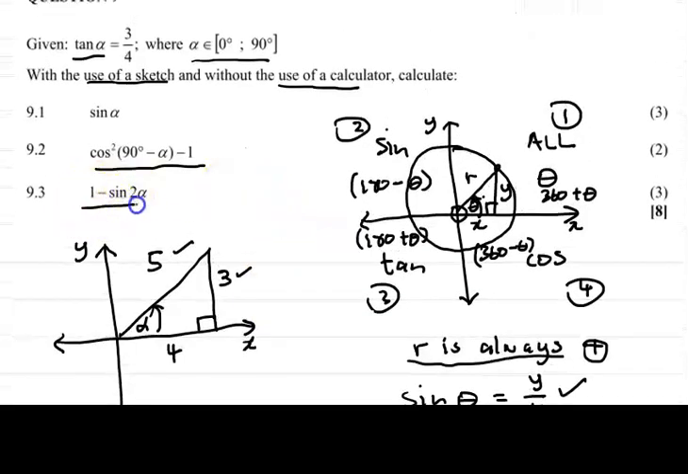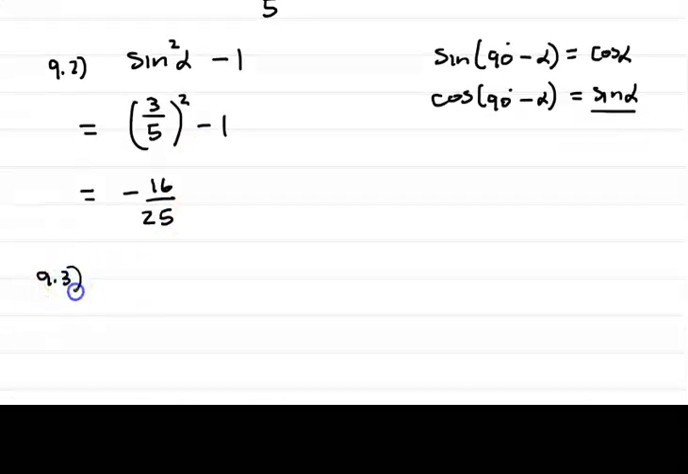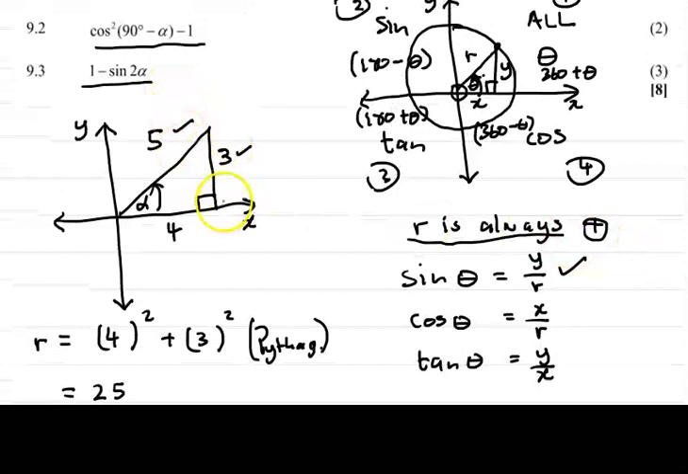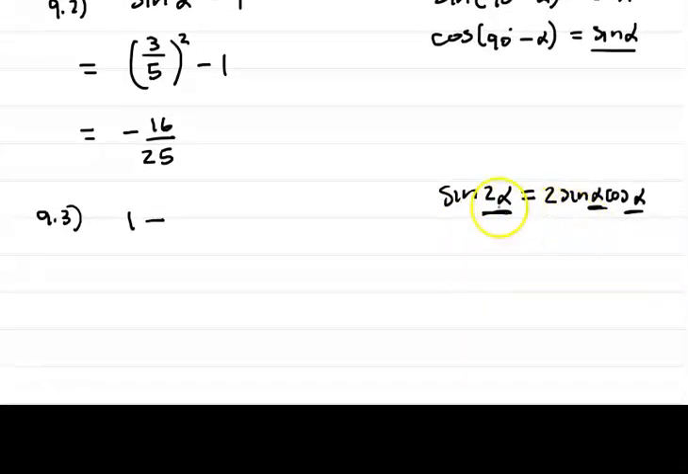1 minus sine 2 alpha. 9.3. Now, sine 2 alpha is a double angle, which will expand to become 2 sine alpha cos alpha. The reason that we expand this double angle to a single angle is because, as you can see, my sketch is in terms of a single angle. So I have to use the expansion for my double angles to write 2 sine alpha cos alpha.